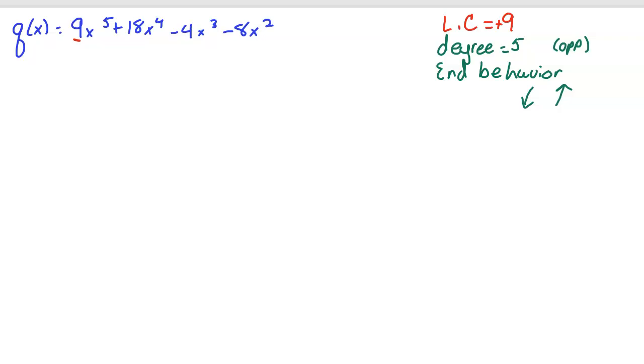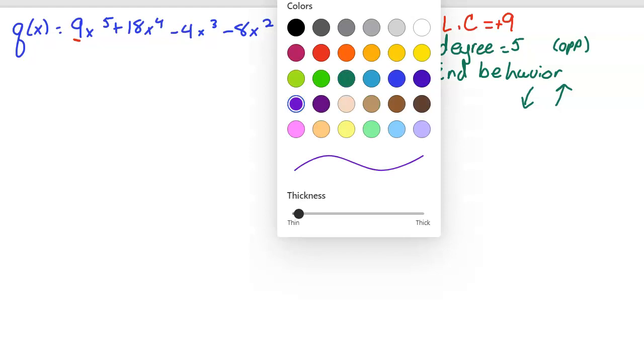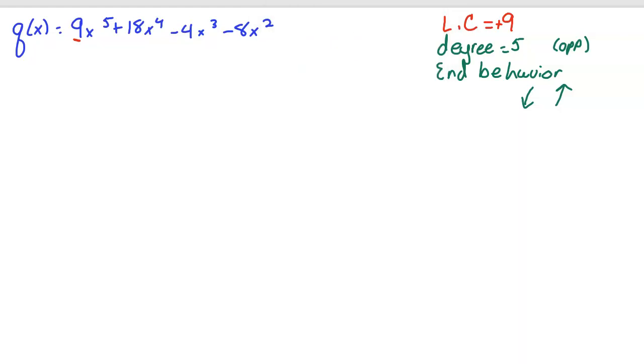The next thing that we need to do is find those zeros. So I need to get this in factored format. And it looks kind of yucky right now. Well, let's start by taking out our greatest common factor. There's not a number, but I can take an x squared out. So I'm going to take an x squared out, and that will leave me with 9x to the 3rd plus 18x squared minus 4x minus 8.